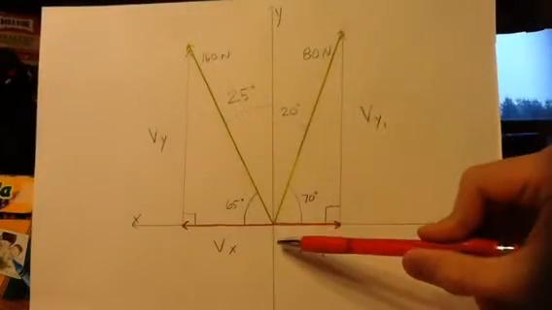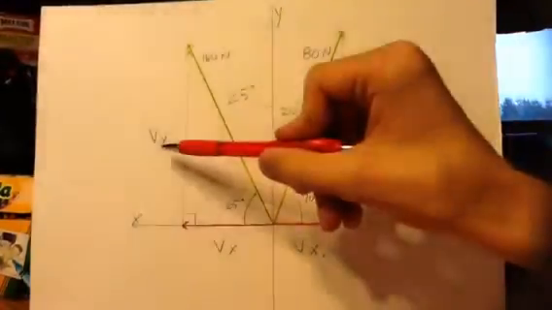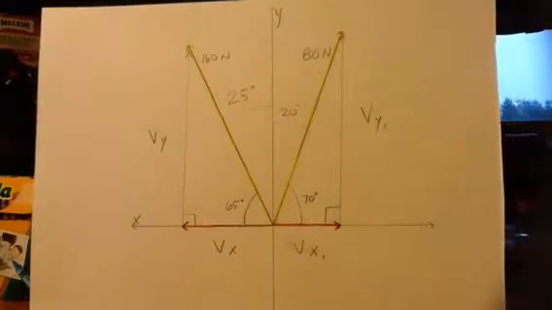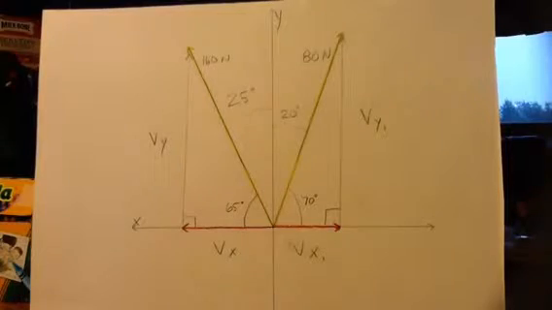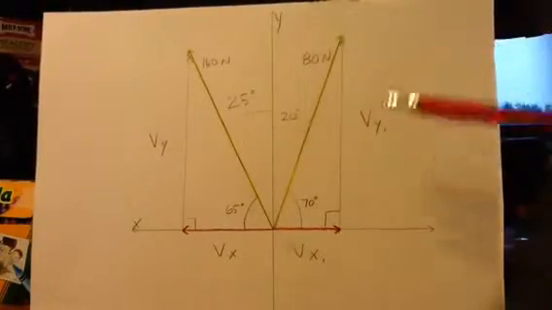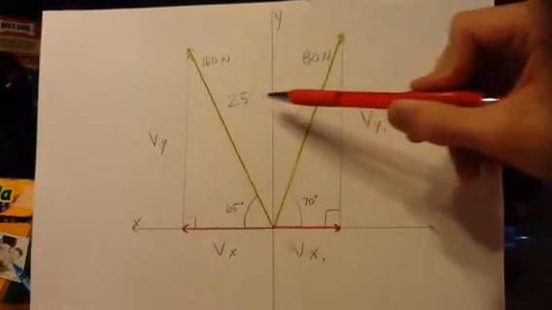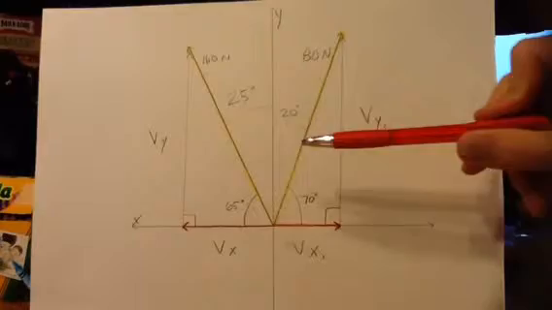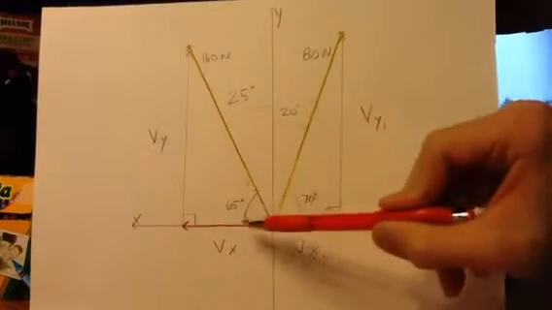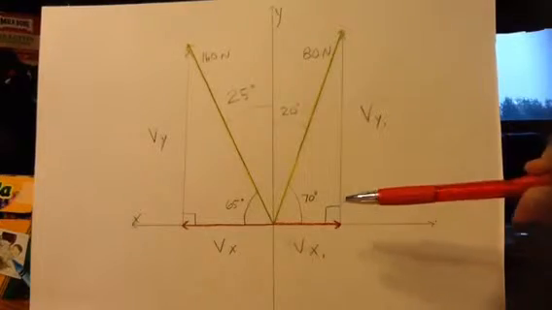With the tree at the vertex, the Vx, Vy, Vx prime, Vy prime forces are what we need to determine the resultant forces and angle. The force vectors pulling the tree are at a 20-degree angle and 25-degree angle from the y-axis, making it 70 degrees and 65 degrees from the x-axis.